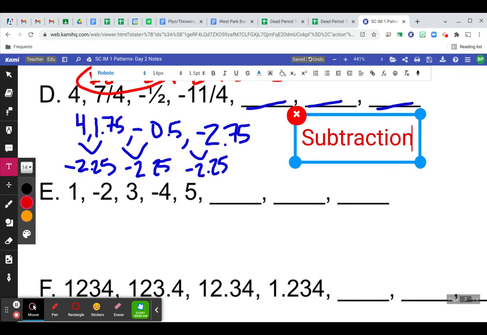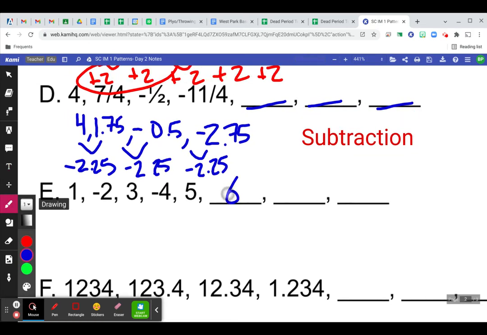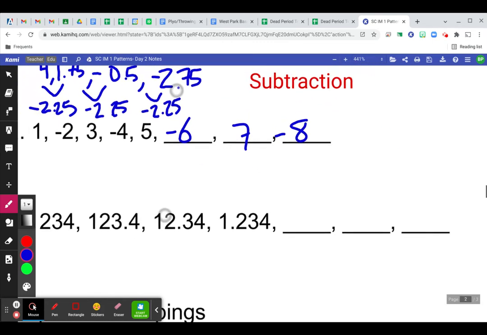For E, kind of funky, but right off the bat, you see 1, 2, 3, 4, 5. Okay, well, this must be 6, 7, 8, right? If we just follow the pattern, it looks like it's alternating positive, negative, positive, negative, positive, negative, positive, negative. So this one is not necessarily multiplication or addition or subtraction, but we at least can tell that this thing is alternating signs and it's going up by 1 every time.